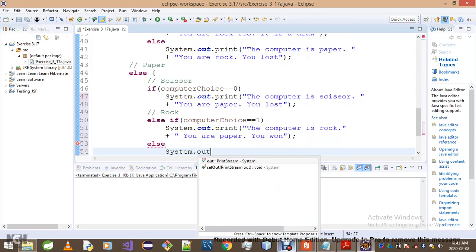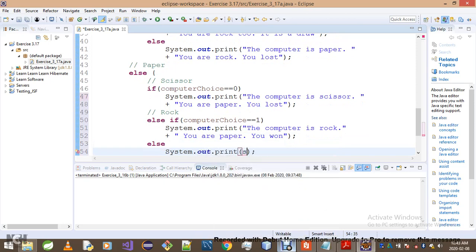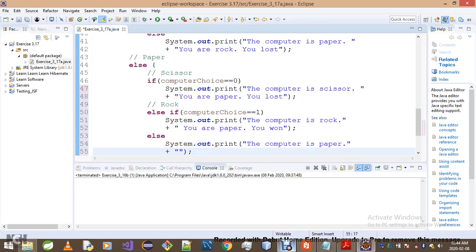I'm really so sorry for any inconvenience, but this is the solution right here. I promise on my next video I'll be moving at a faster pace. The computer is paper, you are paper too, it is a draw.